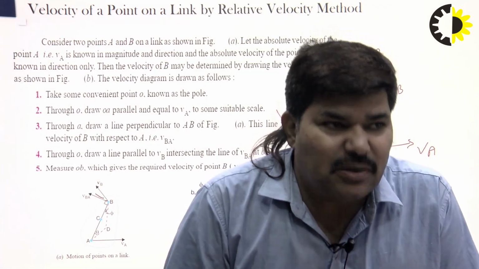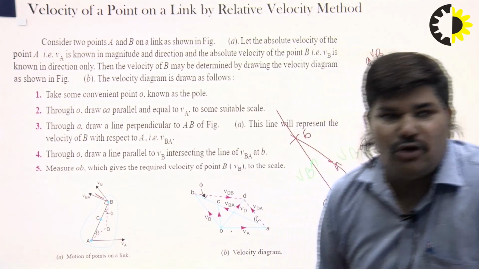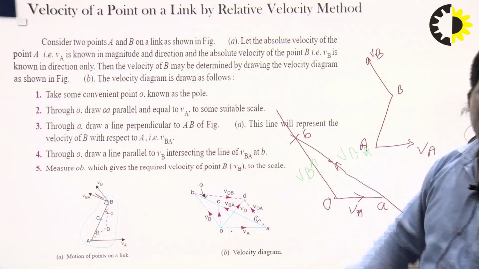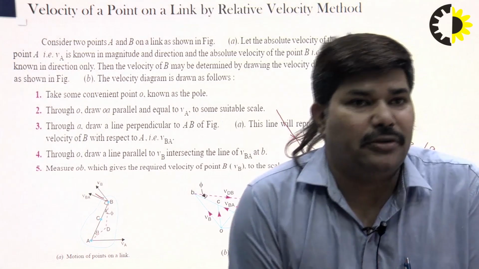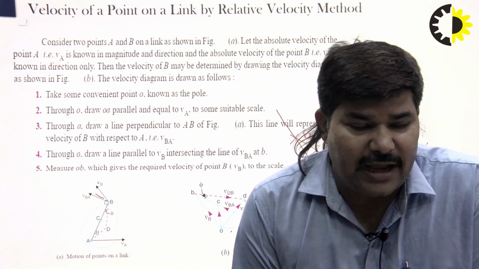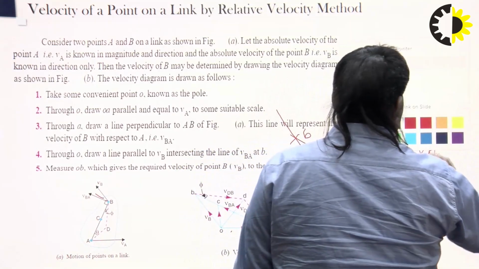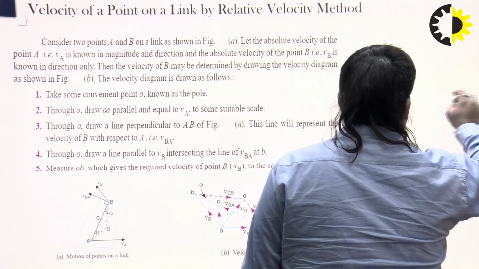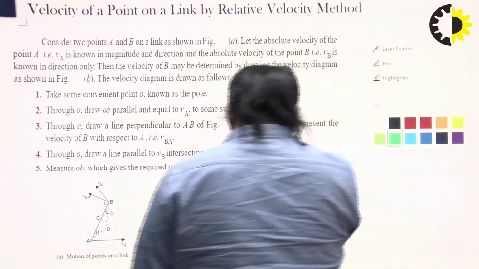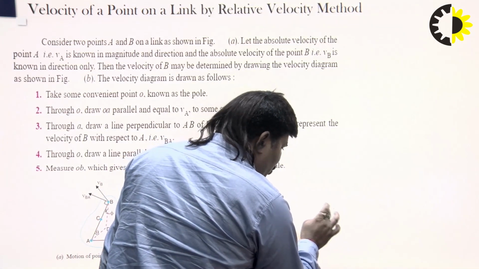And we can measure the point OB, which gives the required velocity of B with this scale. So this link you can measure and find out the velocity of point B. Once more, I repeat here. First of all, take some suitable point, a pole point. I will take that point as O.